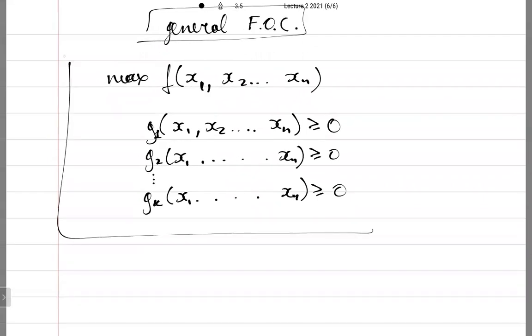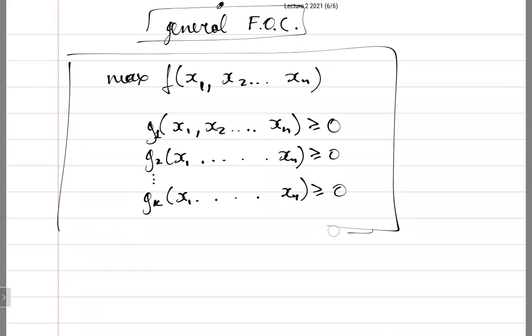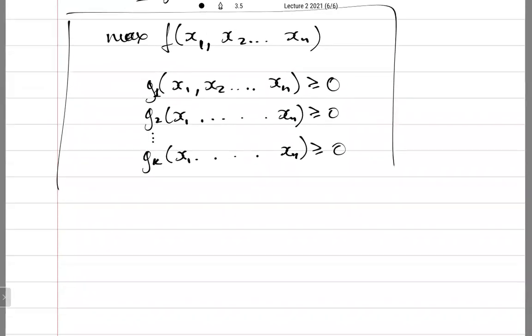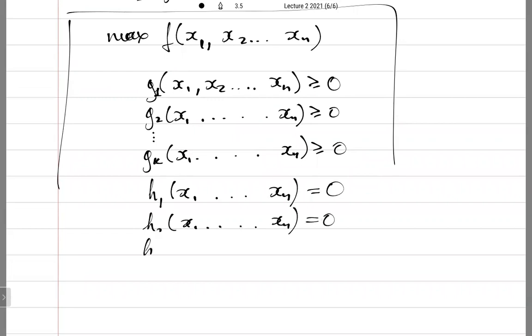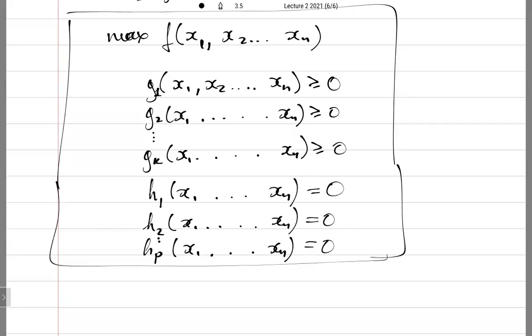And we have, or maybe we have even old constraints. Let me introduce some old constraints, like h1 of x1, xn is 0, some old type constraints. Yeah, h1 of x1, xn is 0, and hp, what I have not used, of x1, xn is 0. Yeah, what will be the first order conditions? Let's write the general case.